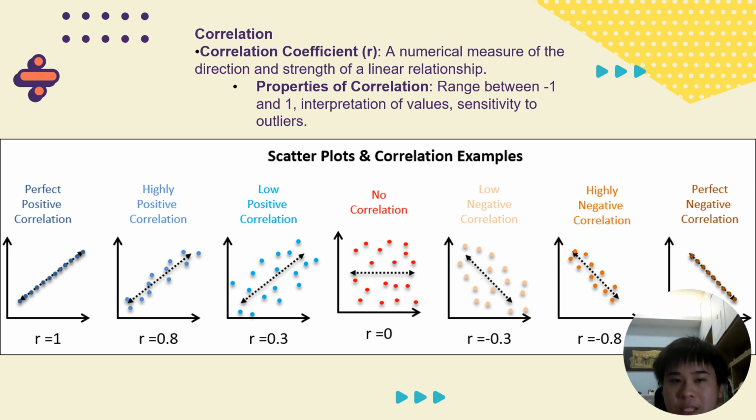Now, for 0.3 is a low positive correlation, since you can see all the dots were further away from the slope. But the thing is, you can still see the positive correlation. It's still going up. It's still going to the right. Okay, you can still see the relationship.